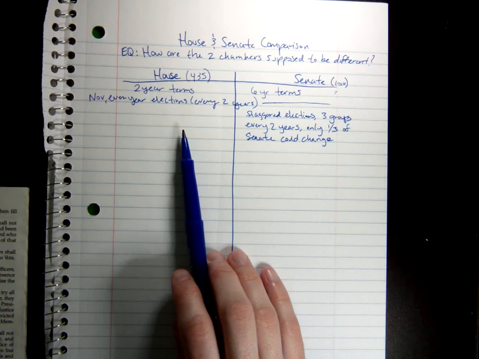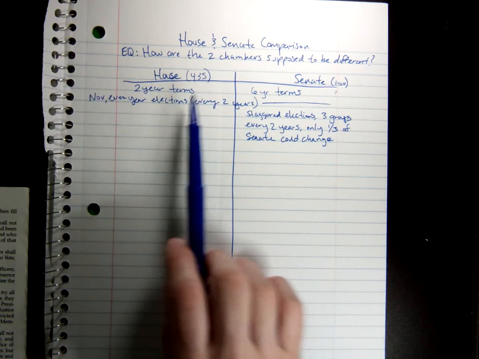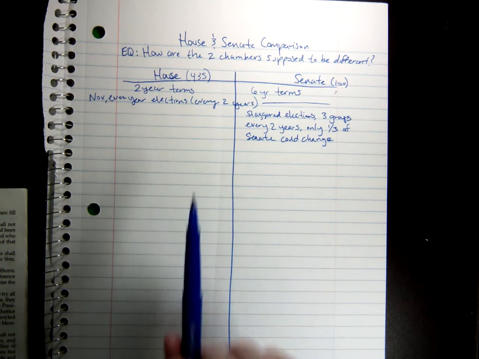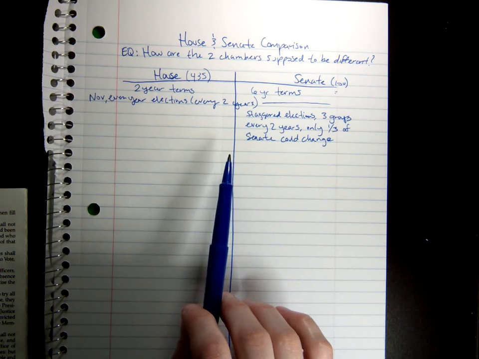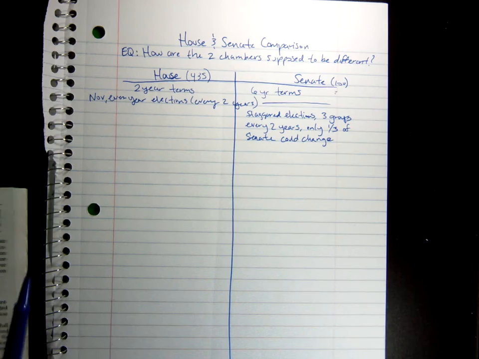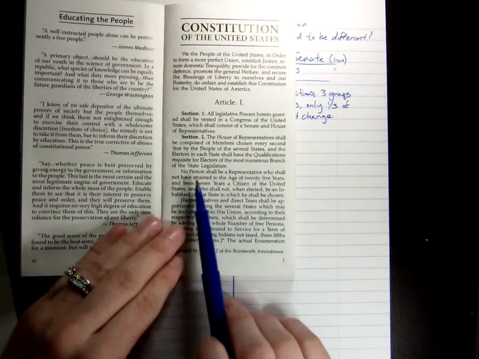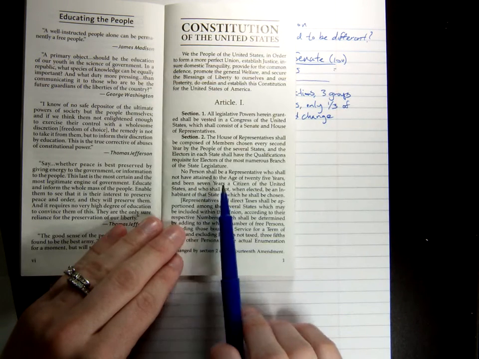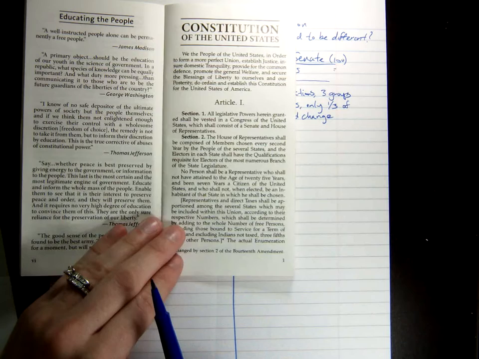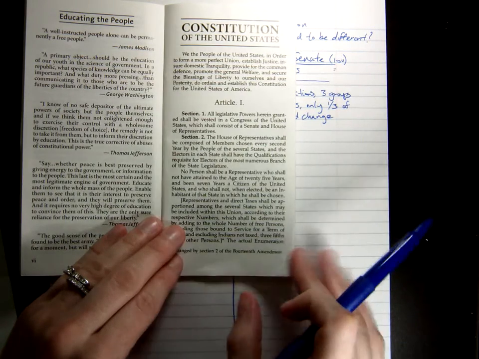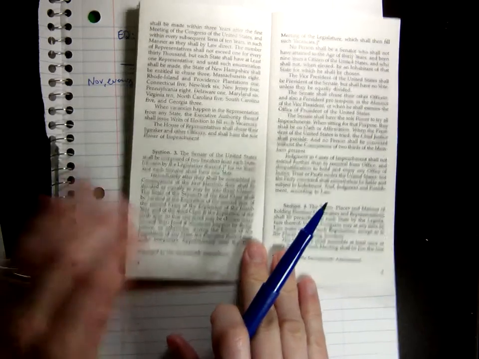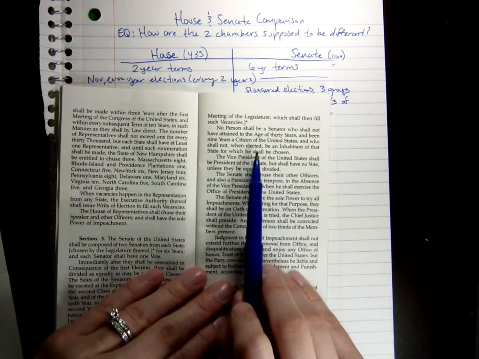Okay, so we have our term lengths, but our frequency of election is 2 years for both. Okay, so now let's go down to qualifications. There are 3 qualifications for both, and you'll find in the second paragraph of section 2 the 3 qualifications to be a representative, so you can read that, pause it. And here's the paragraph with the qualifications to be a senator. No person shall.